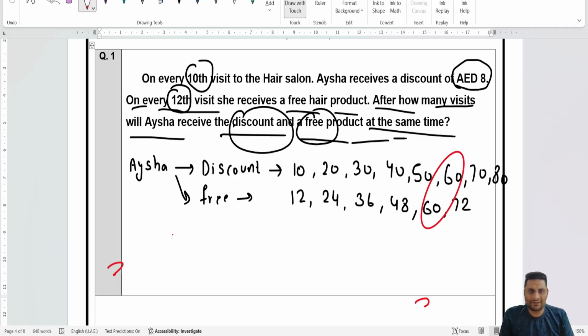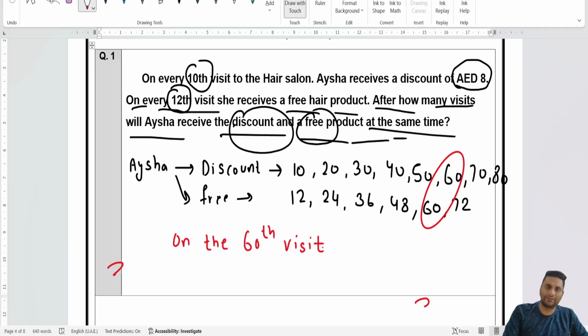Okay, so we'll say on the 60th visit. Simple. She will get both the things together. Okay, this is how you have to do it. Easy question.